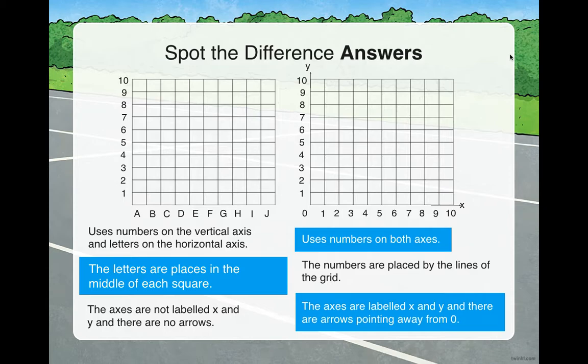On the left-hand one, the axes are not labelled X and Y, and there are no arrows. And you can see on the right-hand one that there's a Y at the top with an arrow and an X along the bottom. And the arrows all point away from the 0.